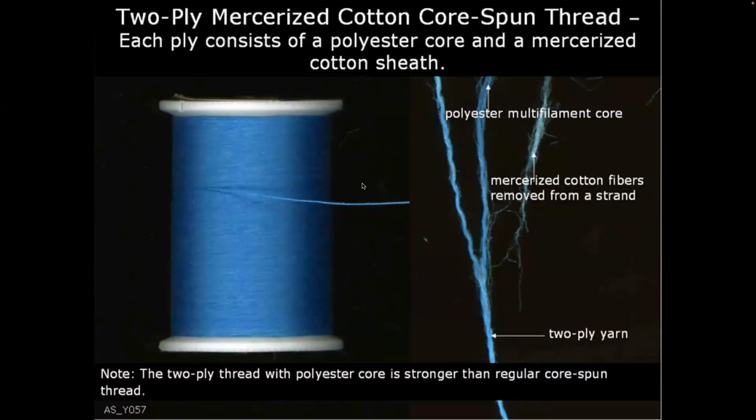This is a mercerized cotton core spun thread. So it's a two-ply yarn. And when you separate the plies, you see the single yarns. Each ply has a polyester core and it's wrapped with cotton. Okay. So it's a polyester core wrapped with cotton. And then you take two of those yarns and twist them together, creating a two-ply yarn. And this looks like a sewing thread, actually.